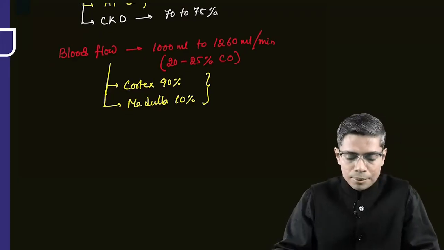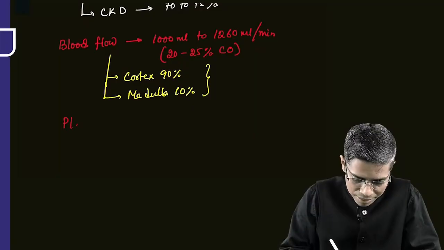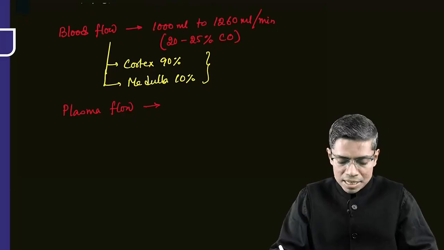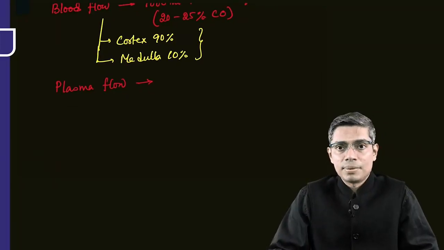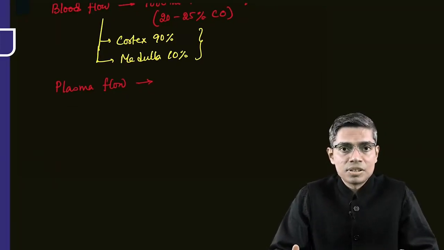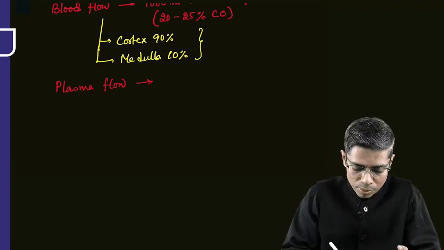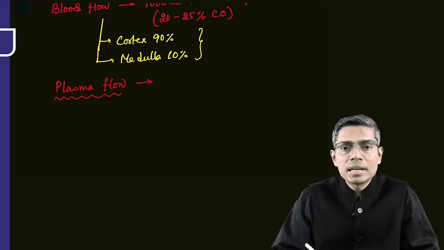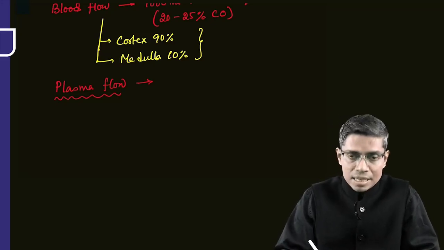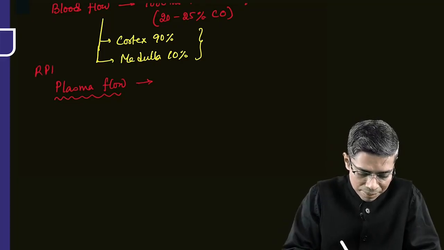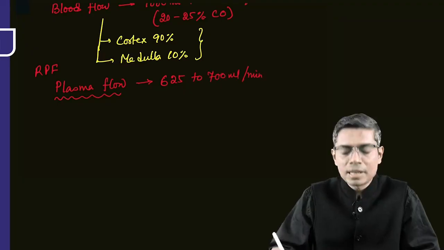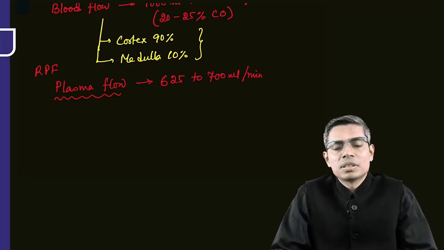Now apart from blood flow, you also have to remember separately about plasma flow, because in the kidney we are more interested in plasma flow rather than blood flow, because the filtration, which is the basic function of the kidney, occurs from only the plasma, not the cells, right? So that's why the total amount of plasma flow, that is known as the renal plasma flow, or RPF, the normal value is 625 to 700 ml per minute. So this is the total amount of plasma flow in both the kidneys.